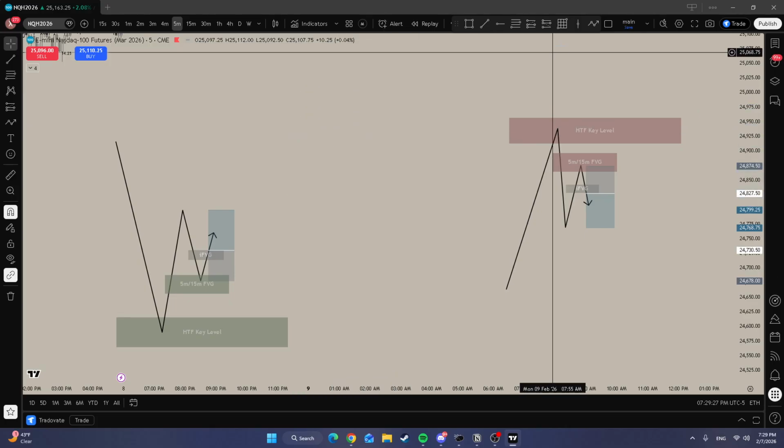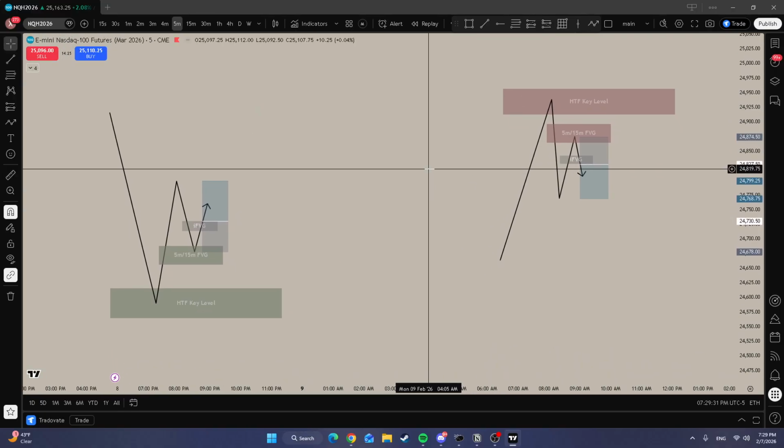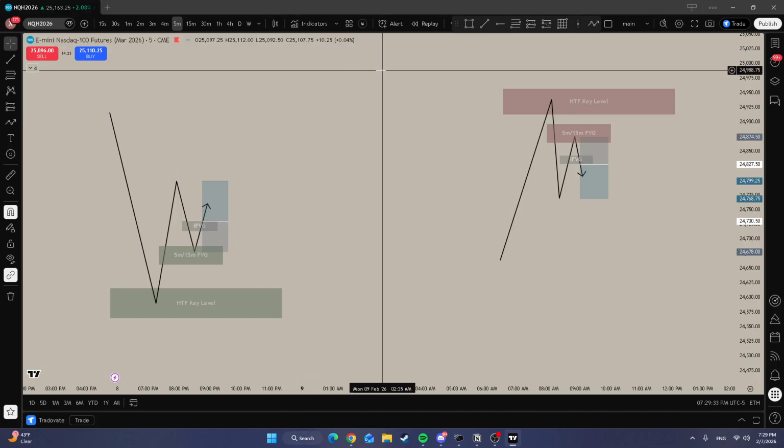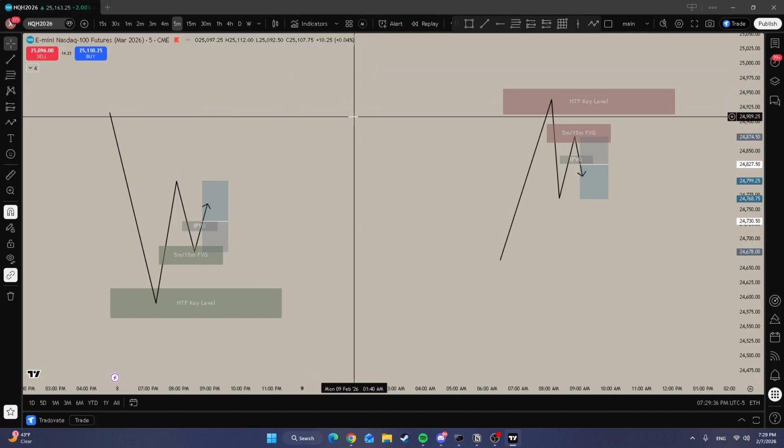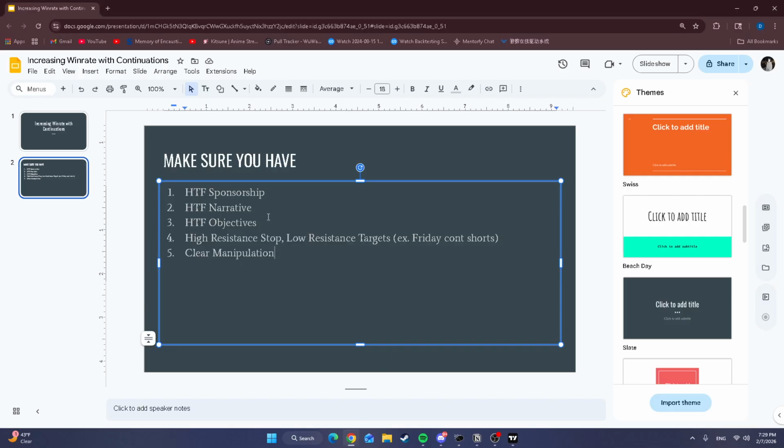You want to make sure you have a clean manipulation leg. You want the structure to be great. You never want to just be trading within chop with bad structure, right? Because as long as you're still within accumulation, it's very easy for you to get chopped out. And then I'm going to be going over an example.